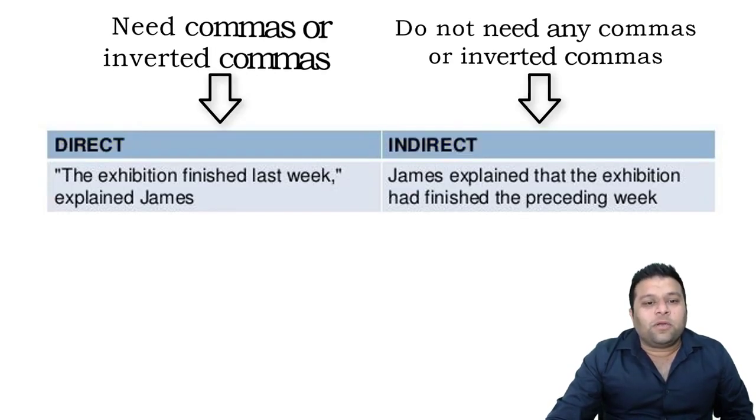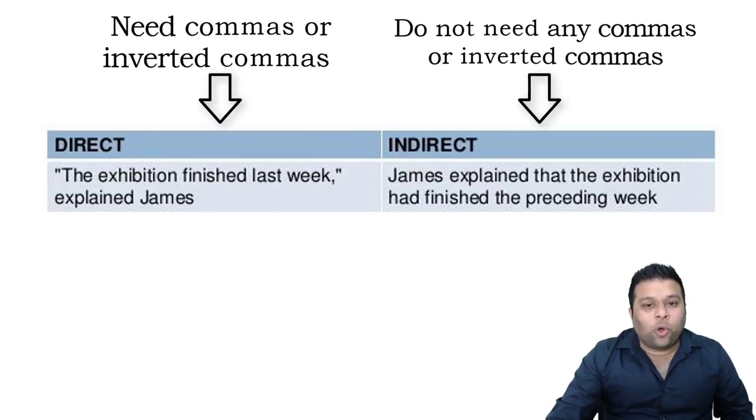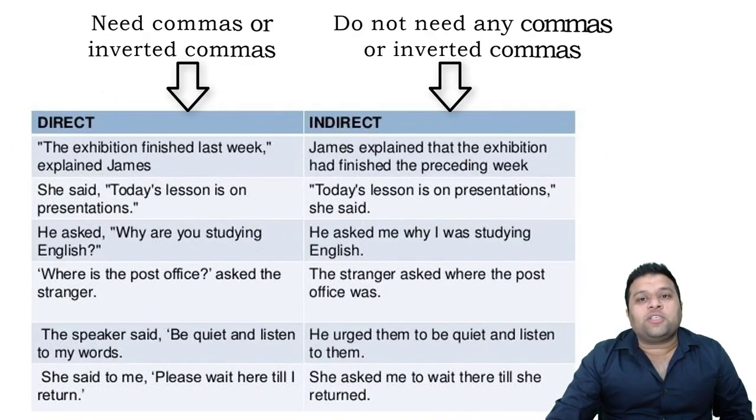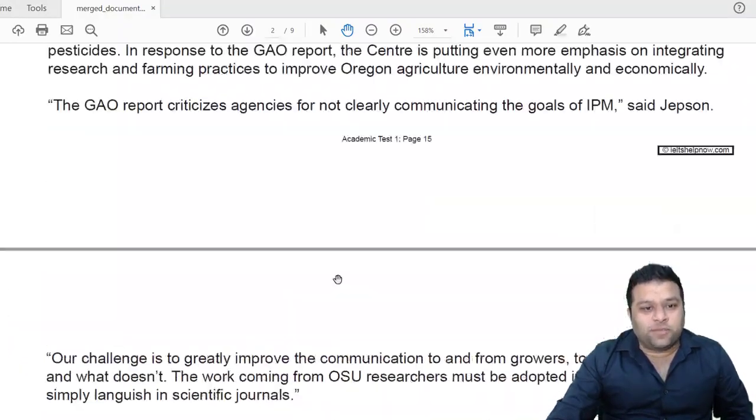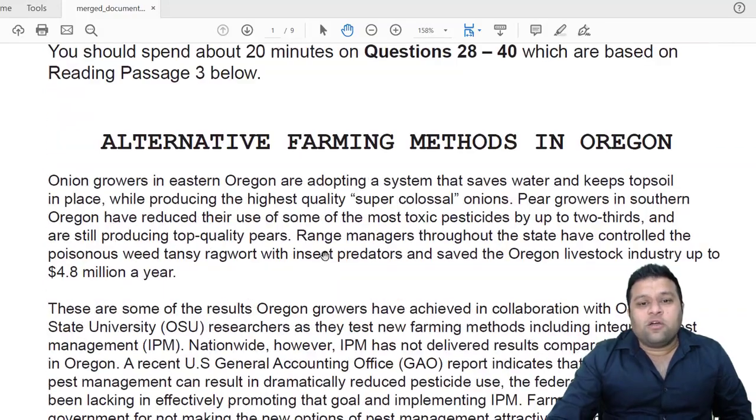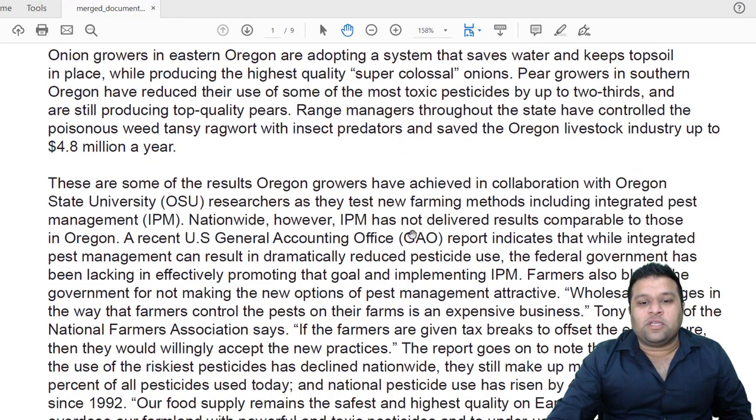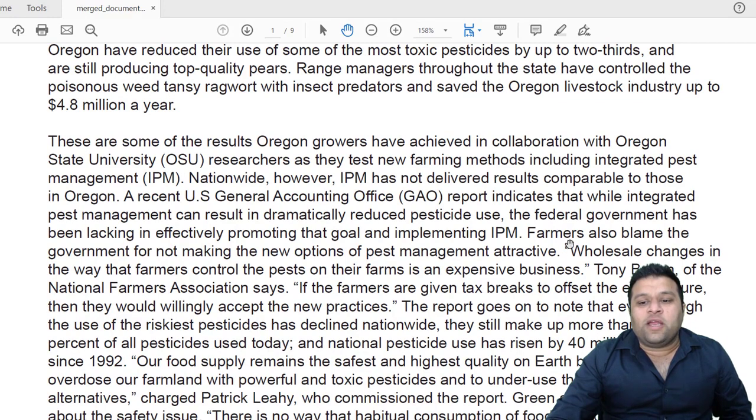Guys, direct statement has an inverted comma. This is not my rule. This is not your rule. This is English grammar rule. And if English grammar rules apply to this particular question or this particular statement, it should apply to all these statements that are given here, right? For example, let's look at this first statement. So our task is, first of all, we read the heading of the passage, alternative farming methods in Oregon, right? And after that, we're going to locate all the statements in this passage. We're going to locate all the inverted commas.